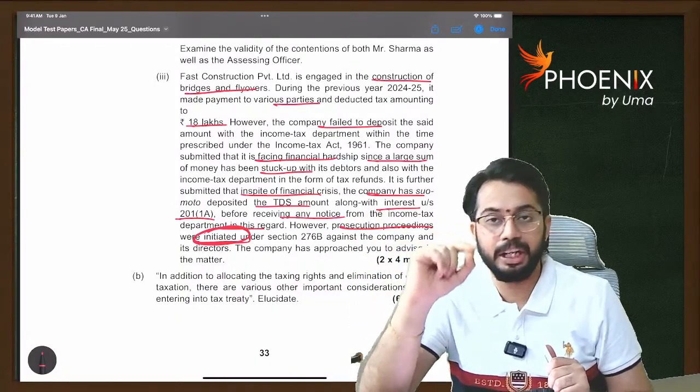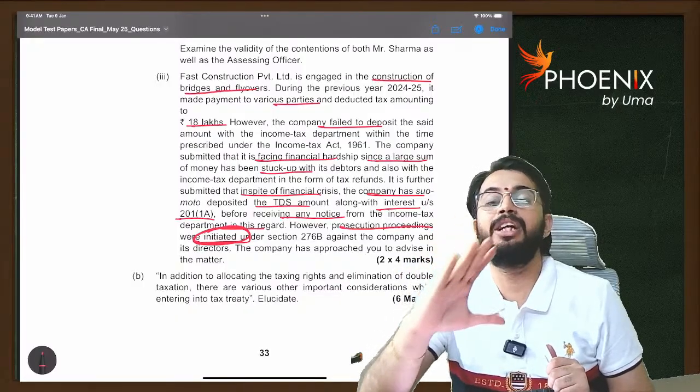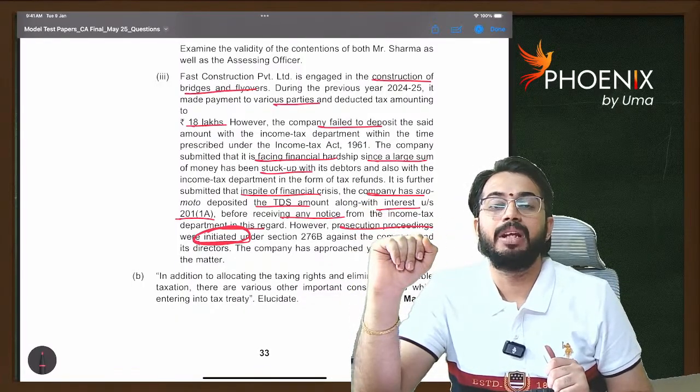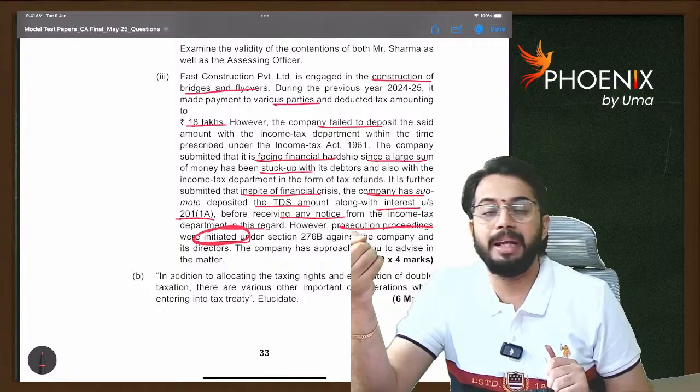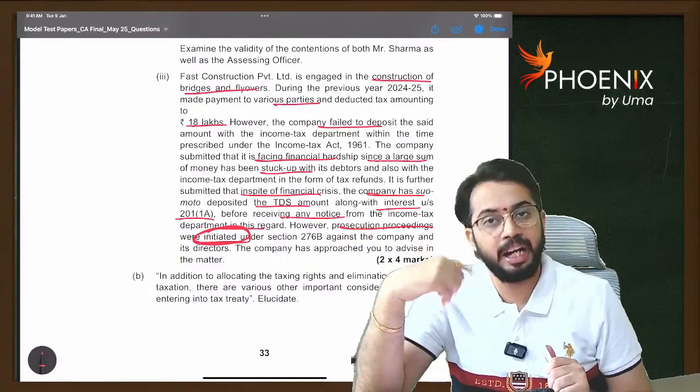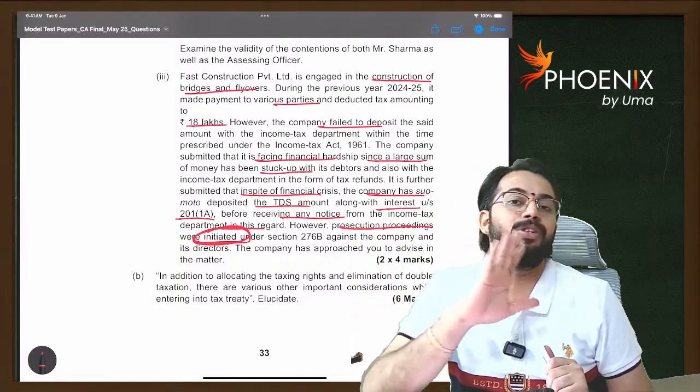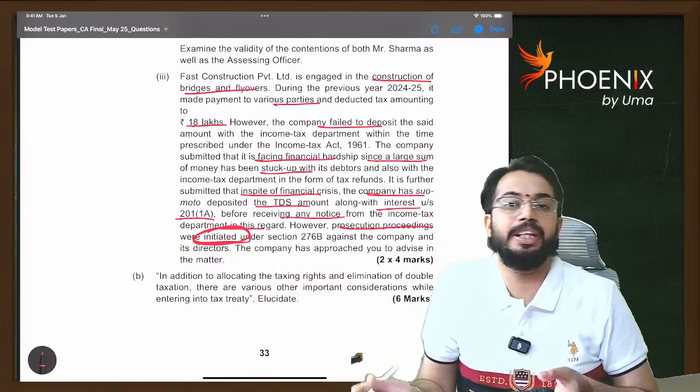Prosecution proceedings will be initiated only if SSC does not pay TDS. Here SSC paid TDS even before notice has come, so prosecution proceedings will not be initiated. Okay.